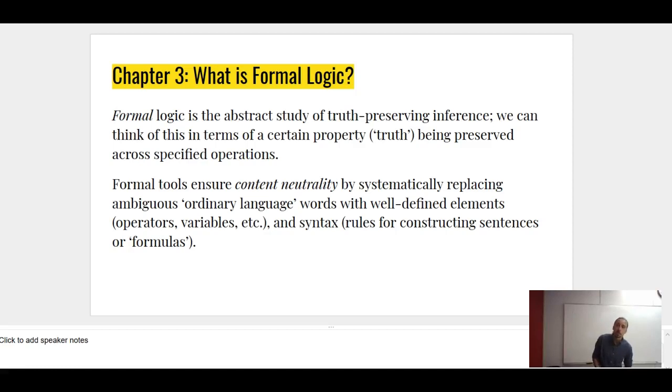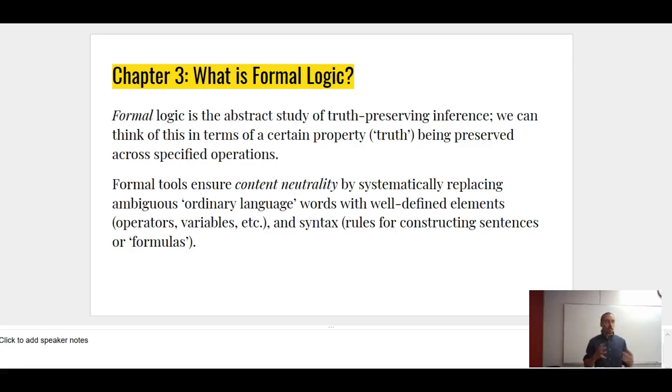Now, the point of having formal tools, rather than the way we've been doing in the previous videos where we just kind of informally reason our way through, is that we can ensure that content neutrality is respected by systematically replacing ambiguous language like if, then, or things arguments are about, like whales or mammals, with these well-defined elements like operators and variables, and a well-defined syntax.